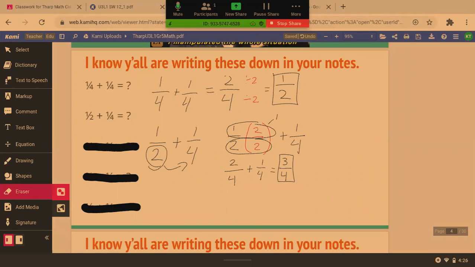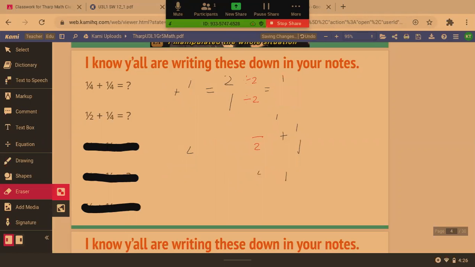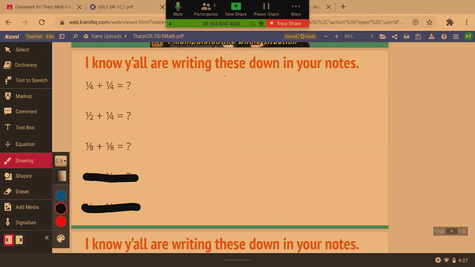Make sure you write these down or pause the video because I am erasing. Okay, so let's do the next problem. 1/8 plus 1/8. Y'all, too easy. Y'all know how to do that because that's just like the first one we did. The denominator is the same, so all we have to do is add the numerator across. And that is going to be 2 over 8. So 2 out of 8.